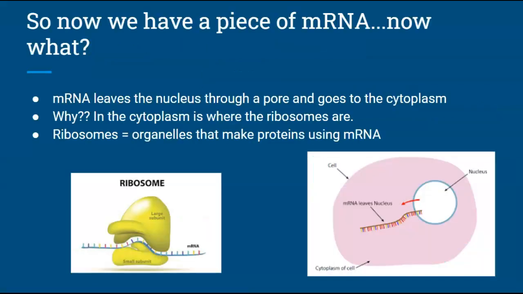So now we've got our piece of mRNA. Cool. What happens next? Well, the mRNA is going to leave the nucleus through a little pore. Okay? Your nucleus has little holes in it called pores, just like how your skin has pores. And it's going to go to the cytoplasm. Why? Well, as it turns out, you need a ribosome to make a protein. A ribosome is an organelle that makes proteins. And the ribosomes are in the cytoplasm. So your mRNA has to leave the nucleus and travel to the cytoplasm and find itself a ribosome.